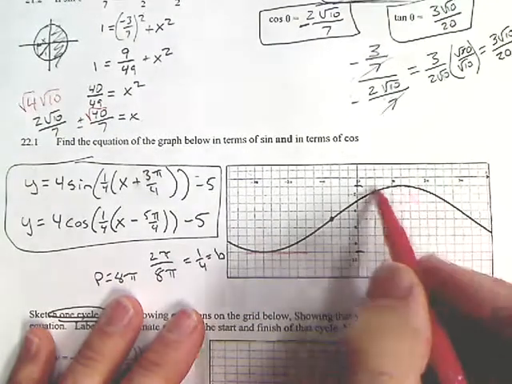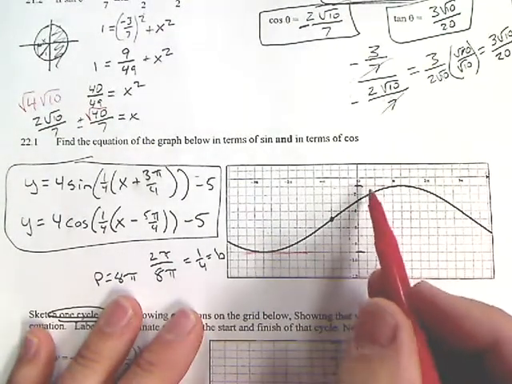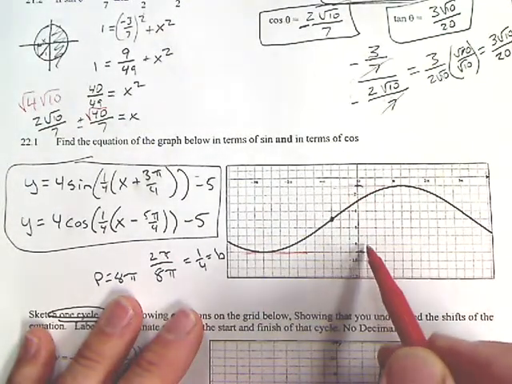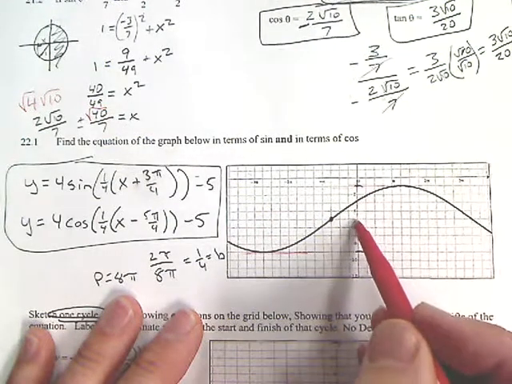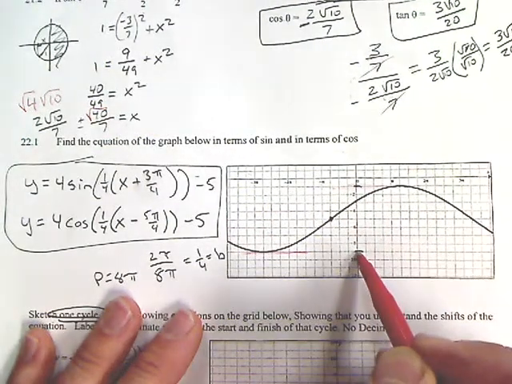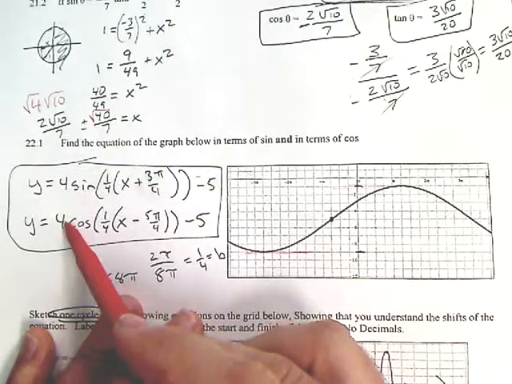Amplitude is half this distance from the top to the bottom. So it's 1, 2, 3, 4, 5, 6, 7, 8. So half of that's 4. Boom.